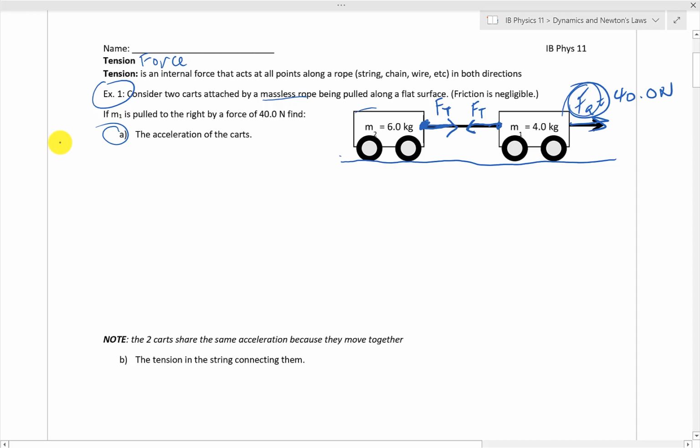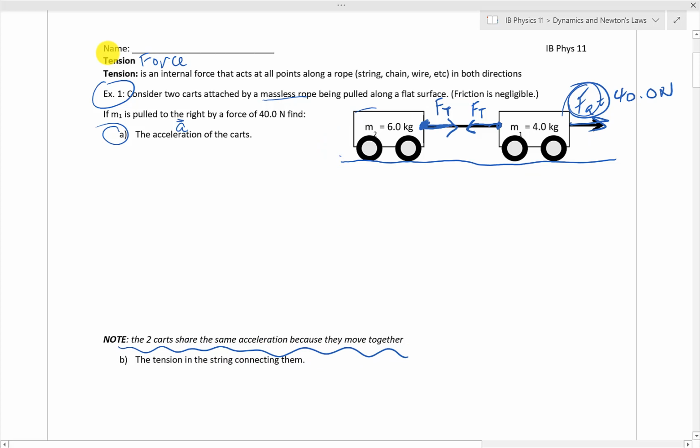So for question A, it wants the acceleration of the carts. It doesn't necessarily say which one, but it actually doesn't have to say which one. It could say for mass 1, for mass 2. It doesn't matter what it says. Why? Because these two masses are traveling together. If they're traveling together, they are going to have the same acceleration. And I wrote it down here for your convenience.